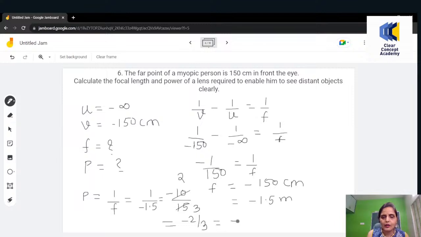Upon division, we get power of the lens as minus 0.67. What is the unit of power of the lens? It is diopter, denoted by capital D. Therefore, focal length of the lens required is minus 150 centimeter or minus 1.5 meter, and power of the lens is minus 0.67 diopter. And the type of lens that we have to use here is the concave lens. Let's move on to the next question.